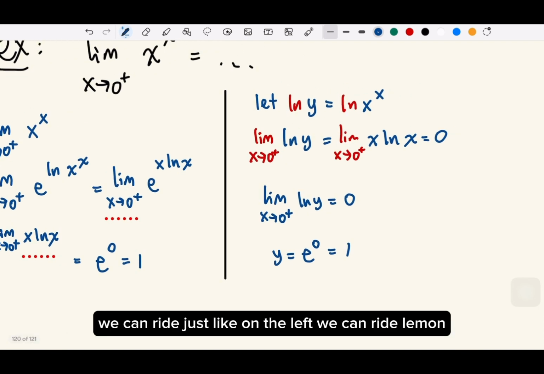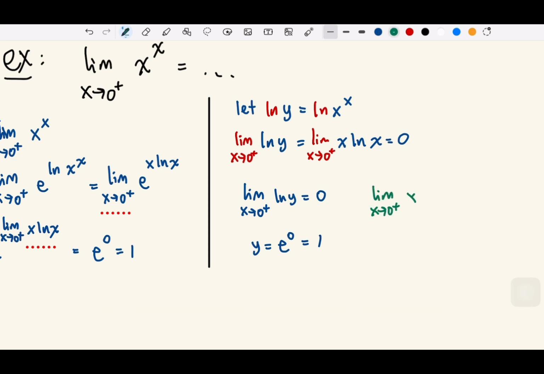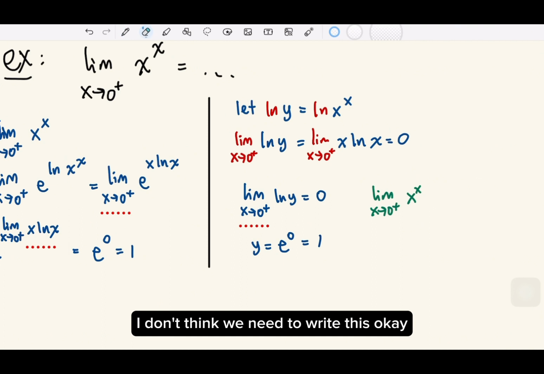Or we can write, just like on the left, the limit. I think this is the same thing. I don't think we need to write this, okay? Maybe, yeah, I think this is all okay.